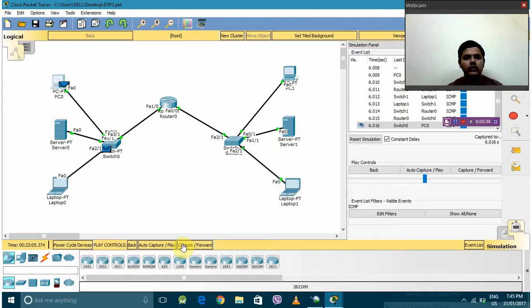So that's all about IP addressing and subnetting.